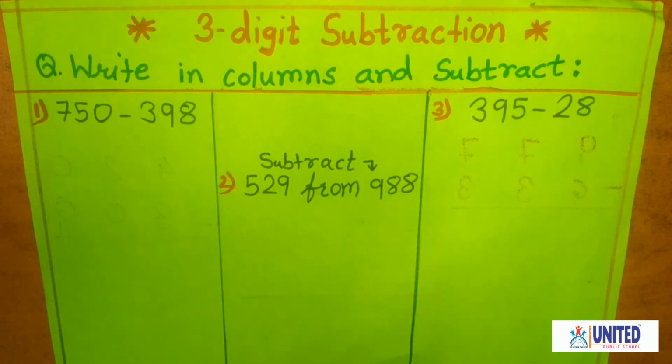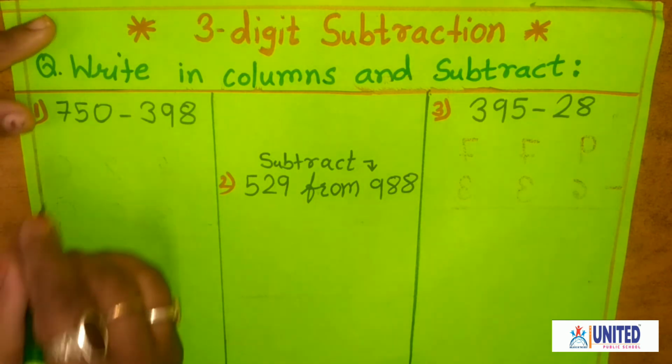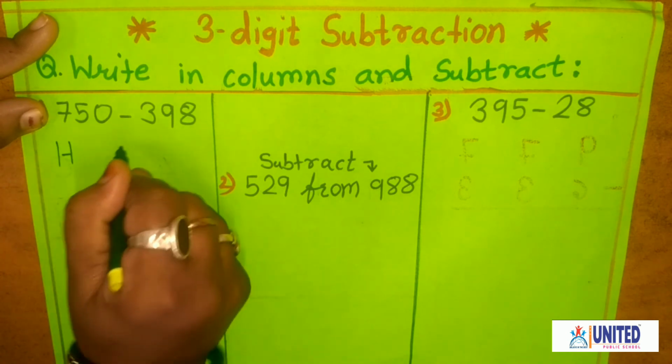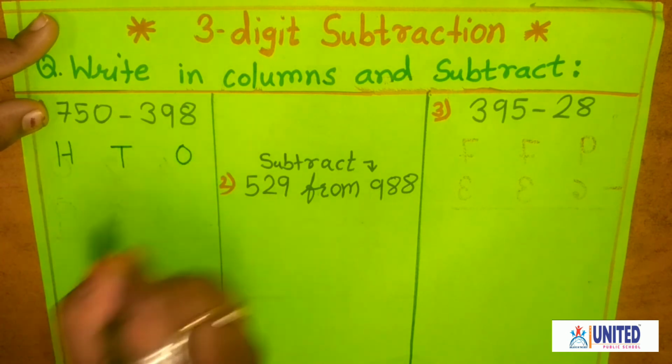Now, let us see 3-digit subtraction. Whenever subtraction is given horizontally, that means you have to write it in columns and subtract. So how can we write it in the columns and then subtract? Let us see. Our first number, 750 minus 398. So first of all, 3-digit numbers are there, so we can make 3 columns. That is 100, tens and ones.